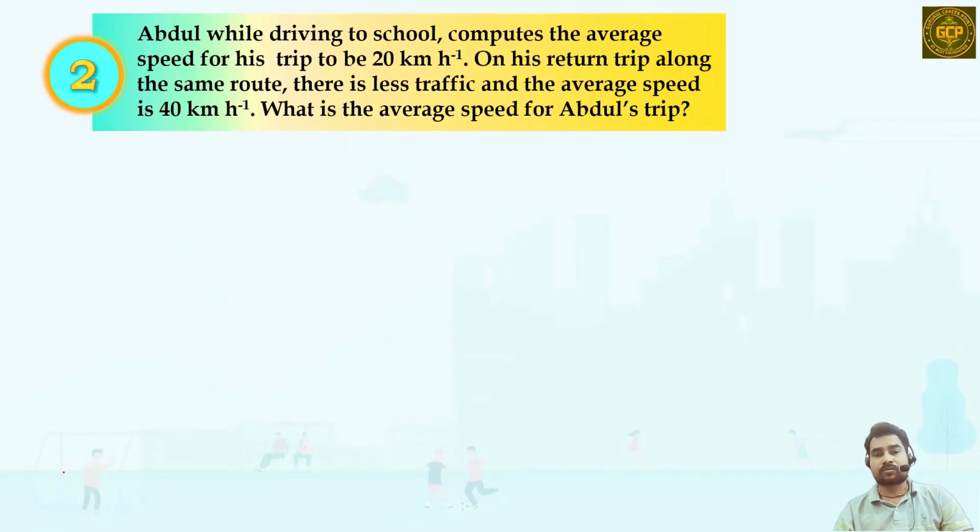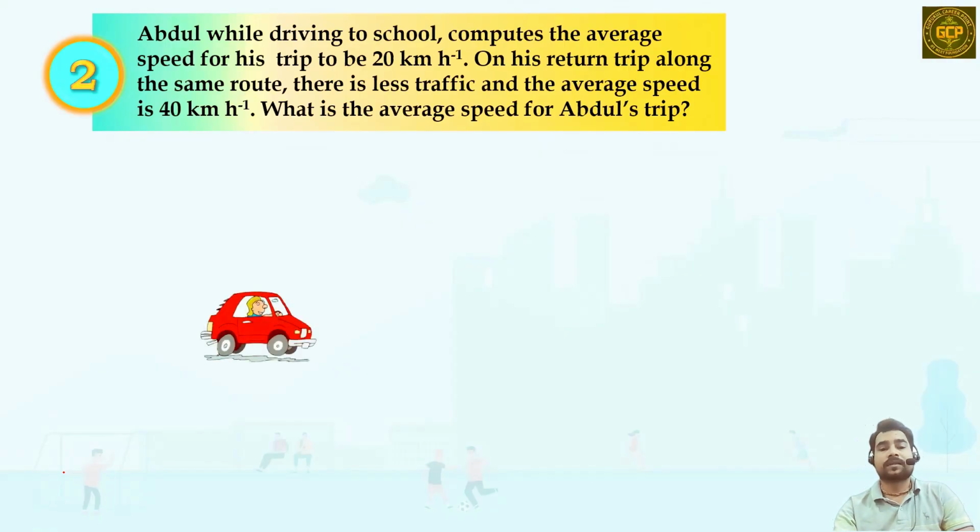Abdul, while driving to school, computes the average speed for his trip to be 20 km per hour. On his return trip, along the same route, there is less traffic and the average speed is 40 km per hour. What is the average speed for Abdul's trip?